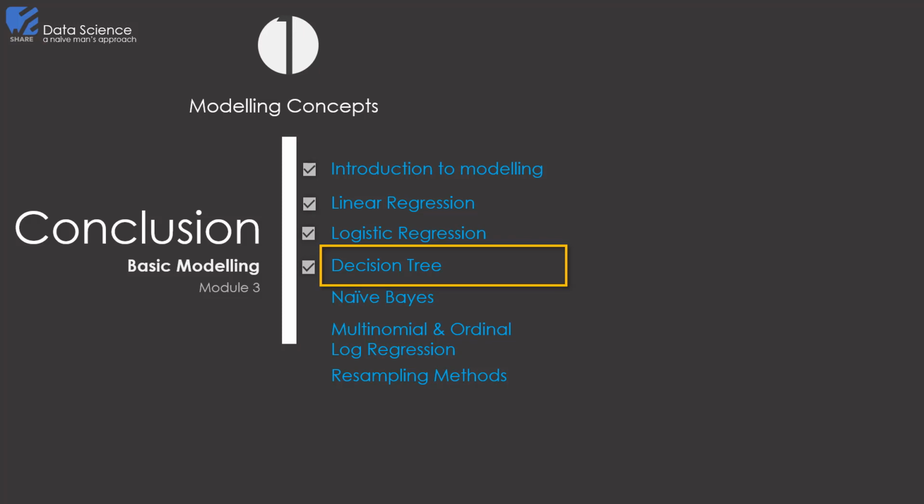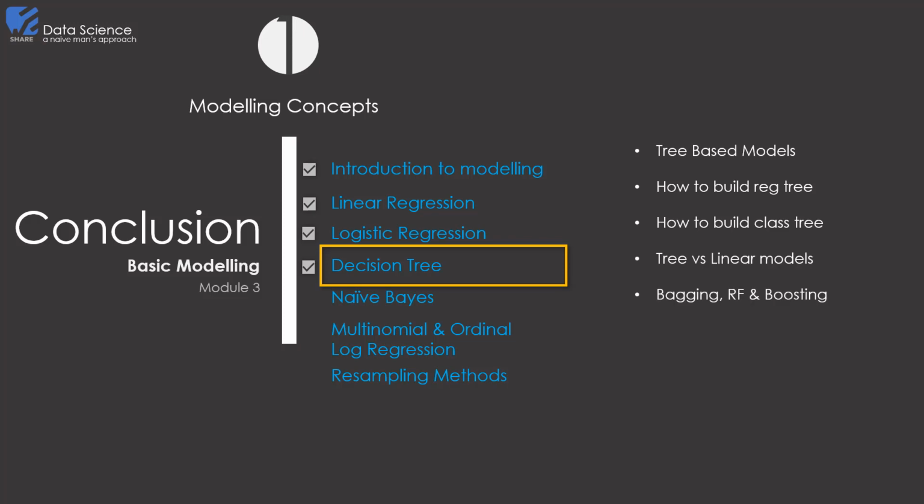Now let's just see what we have covered in this section. We first discussed tree-based models. Then we saw how we can build regression and classification trees. Then we did a brief comparison between tree models and our linear models. And then finally we learned three techniques, namely bagging, random forest, and boosting to improve our models. These are called ensemble modeling.